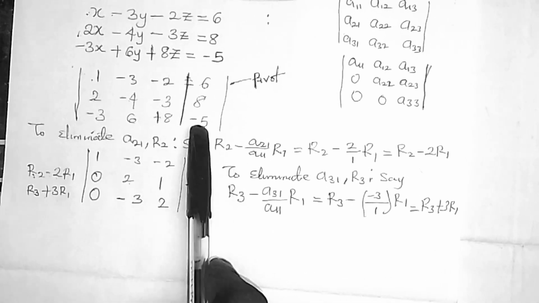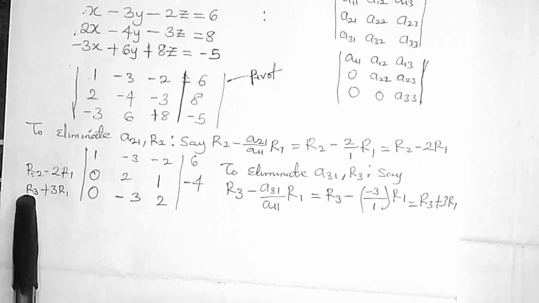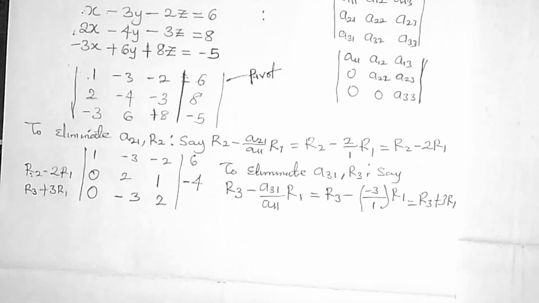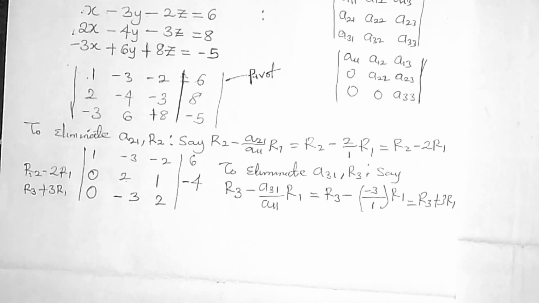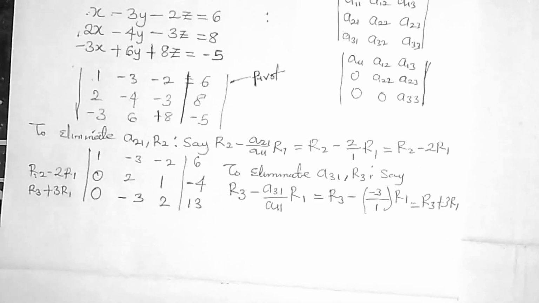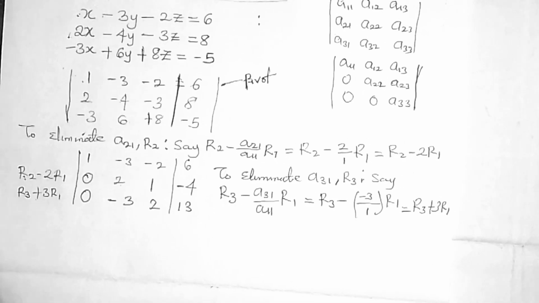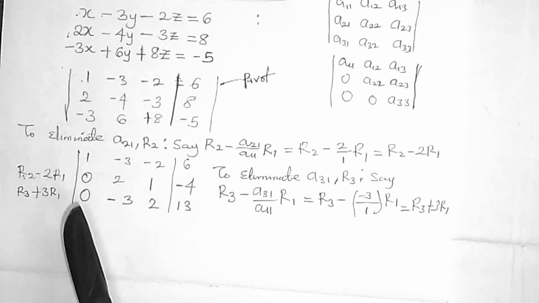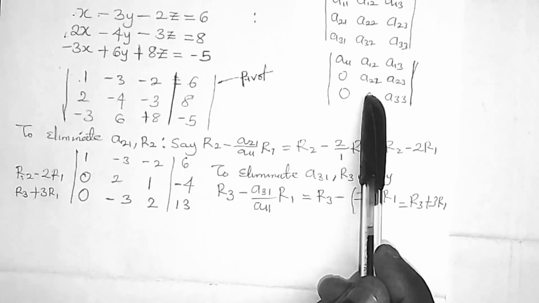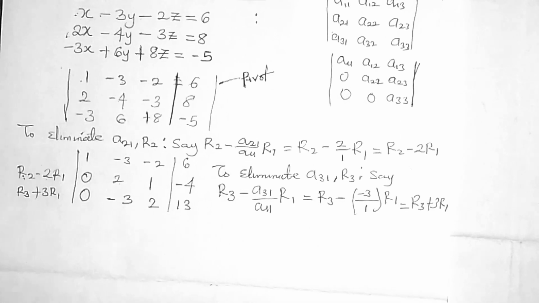Then here, minus 5. So our R3 is minus 5. Then 3 times R1, which is 6. 3 times 6 is 18. Then minus 5 plus 18 is going to give us what? 13. Now you can see that I've been able to eliminate A21 and A31. Now what do I need to eliminate again? I need to eliminate A32. So now, how do you do that?